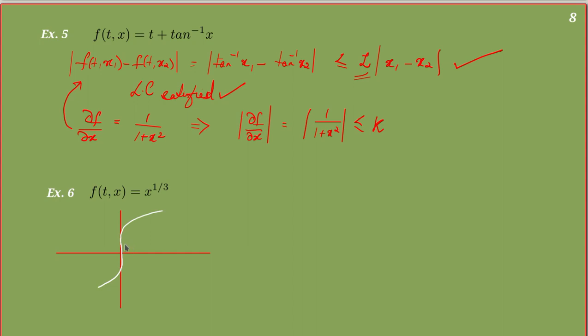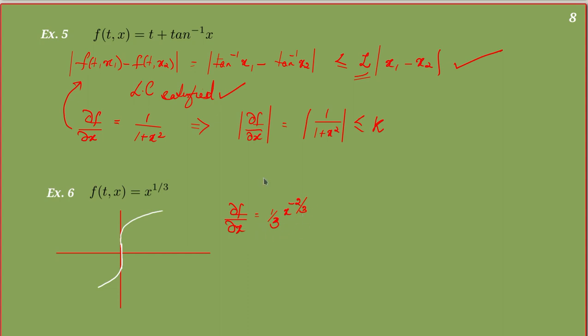Okay, it's just 1 by 3, something like this. So this shows that this function is continuous, but the derivative does not exist at x is equal to 1 by 3. So what is the derivative of it? ∂f/∂x is equal to 1 by 3 x raised to minus 2 by 3.